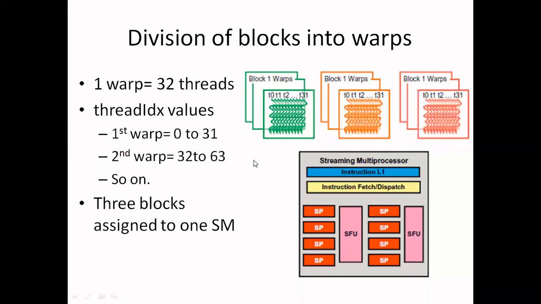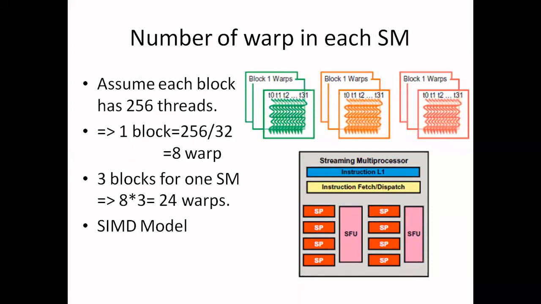So assume each block has 256 threads, and 3 blocks are assigned to this streaming multiprocessor. Let me repeat. This is a streaming multiprocessor, 3 blocks are assigned, and each block has 256 threads. So in total, how many warps will there be to execute on this streaming multiprocessor? You have to answer me.